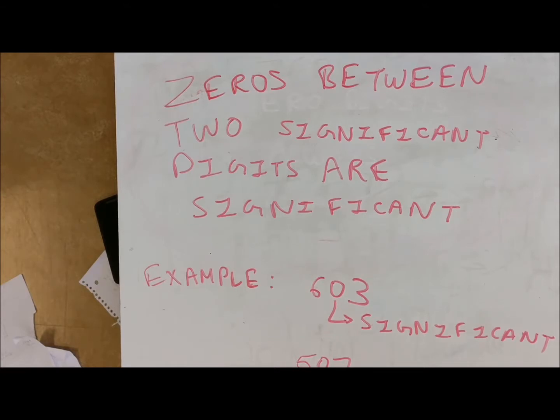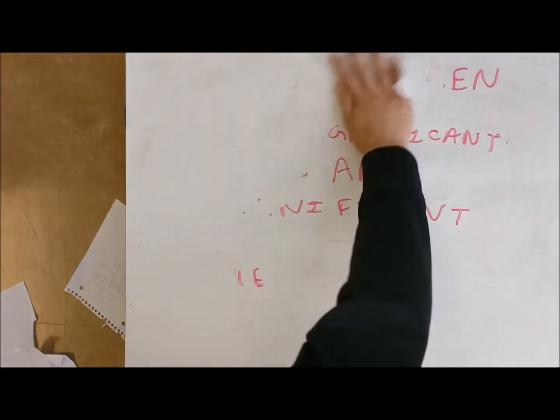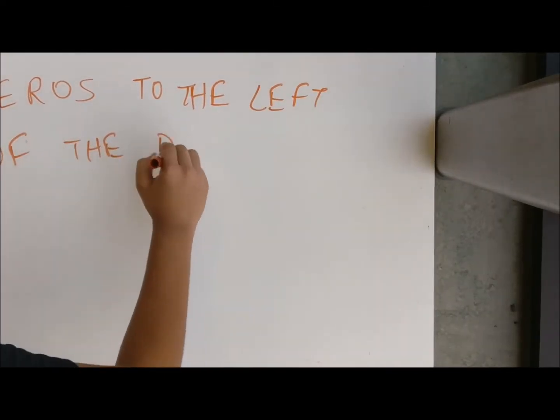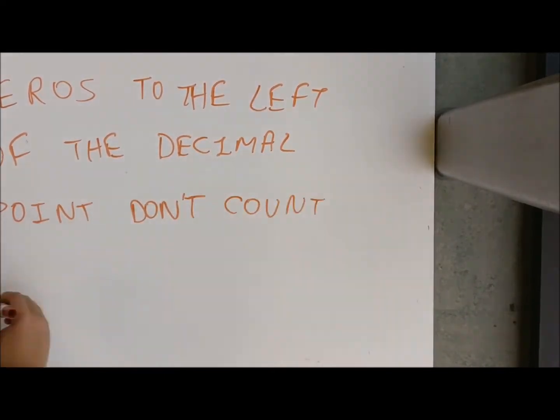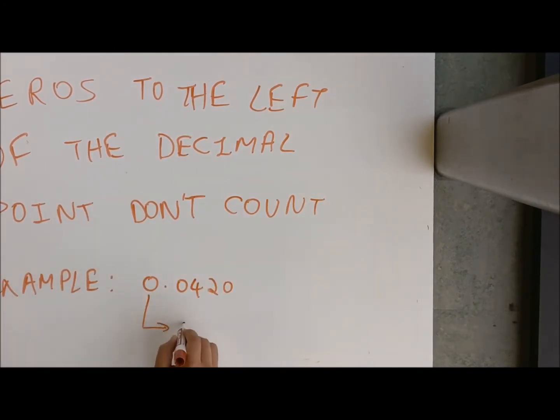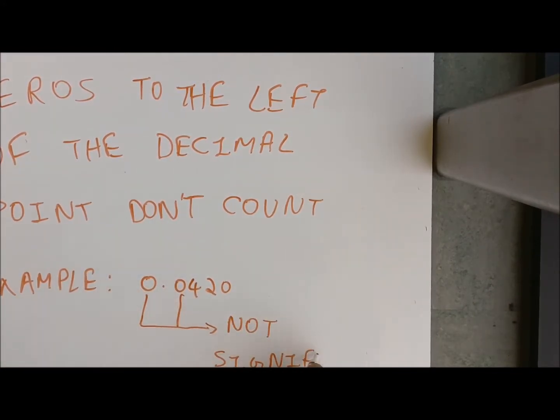Welcome back, guys, to another significant figure video. Now we're going to be covering the third rule. We have already gone through the first and the second rule. The third rule is that zeros to the left of the decimal point don't count. You gotta always keep that in mind.